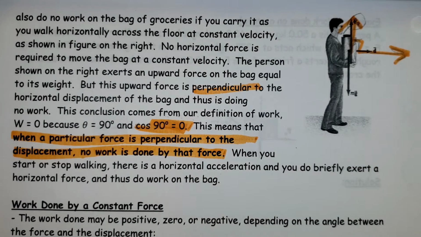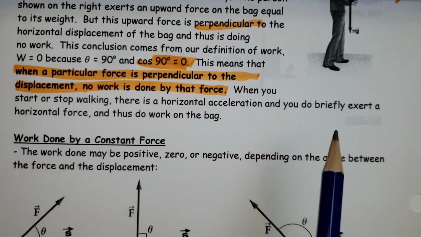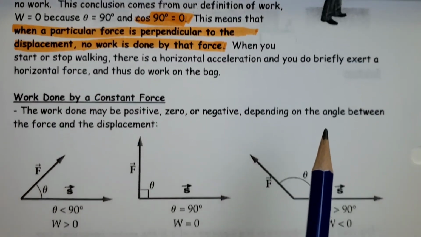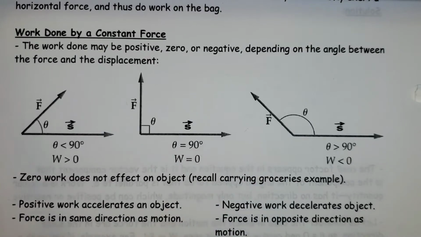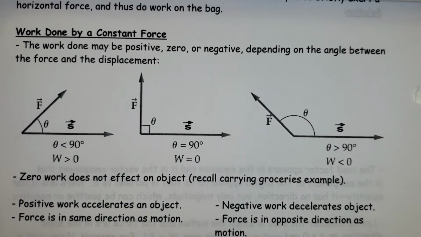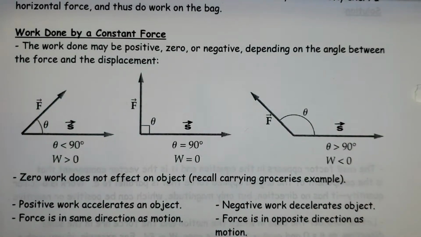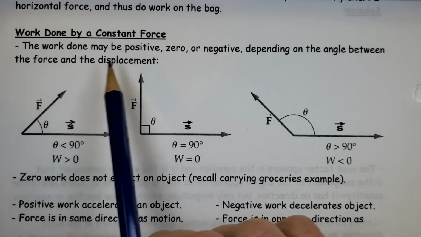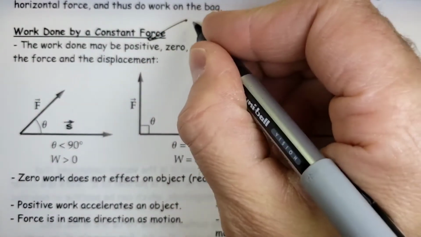When you start or stop walking, there is horizontal acceleration. You do work, but holding it there, you don't. Even though work is not a vector, it can be positive or negative. When we talk about positive work, we're basically talking about gaining energy, whereas negative work is synonymous with losing energy. So if we look over here, the work can be positive, 0, or negative. Let's maybe write that.